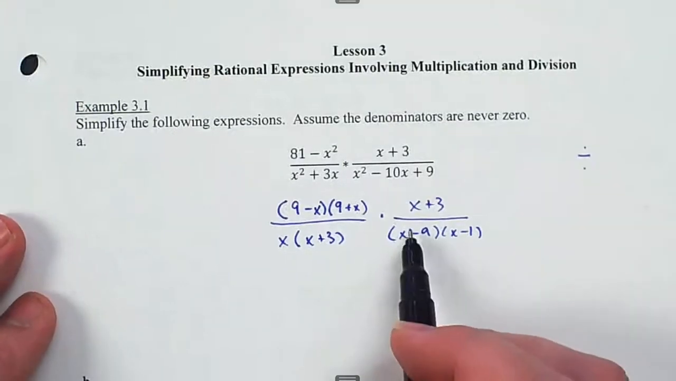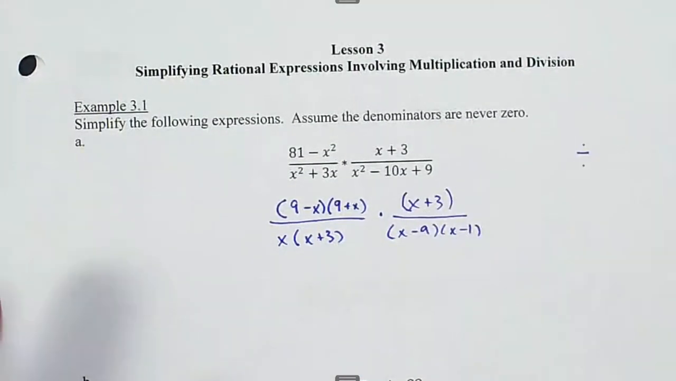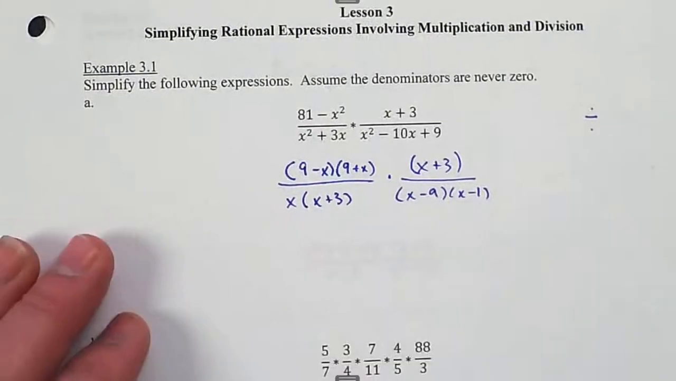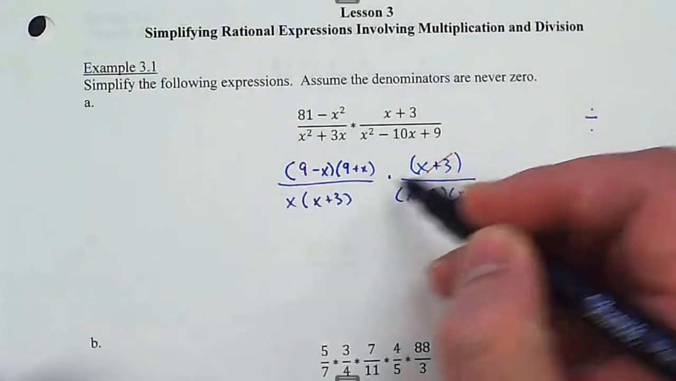Now remember that this division bar, called a vinculum, is a grouping symbol, so it's like there's parentheses there. Also remember that we can't cross out until we factor out. But now that we've factored, we can cross out anything on top with anything on bottom, even if they're across the multiplication sign. So I can reduce the x plus 3's to 1.